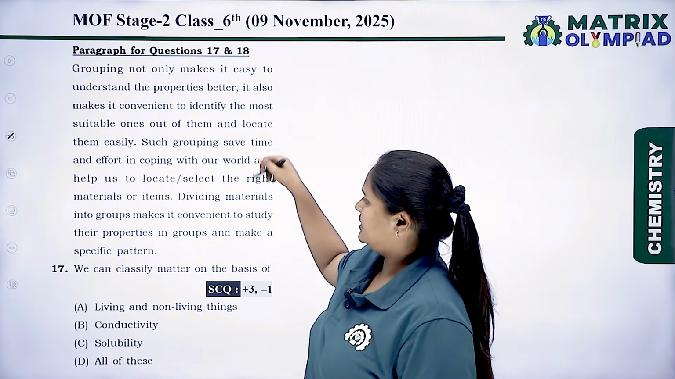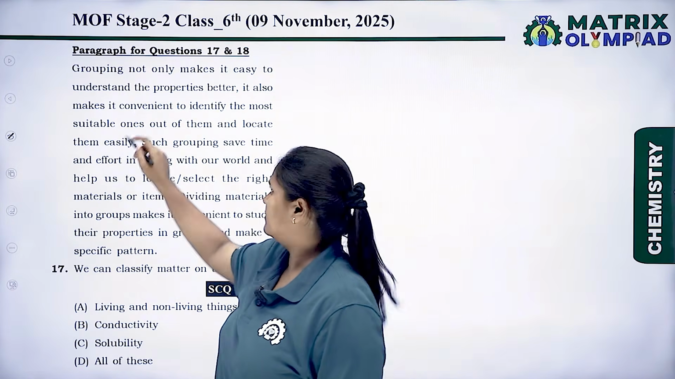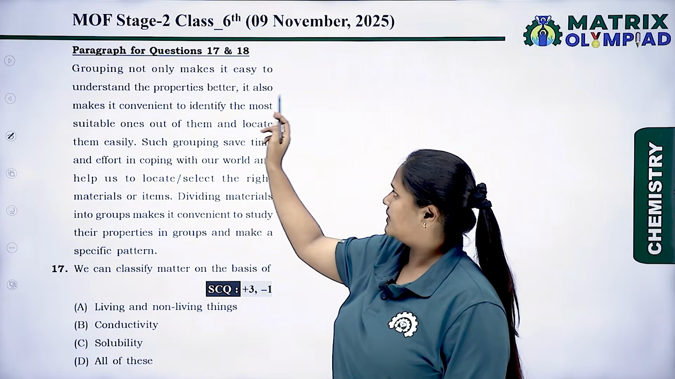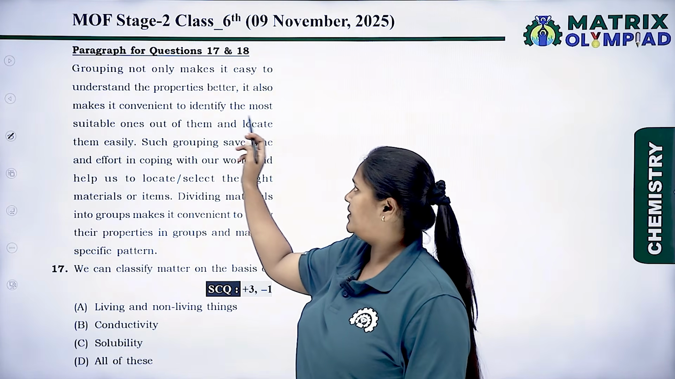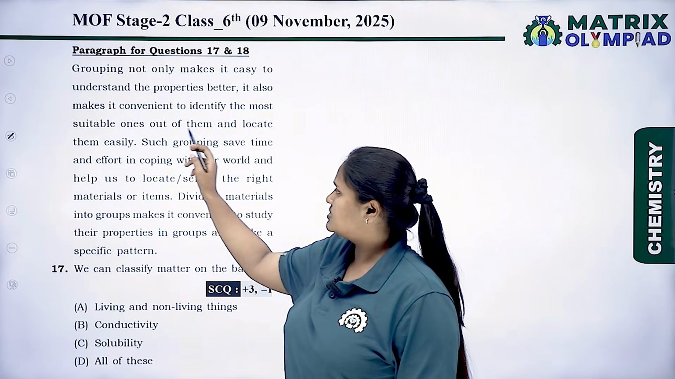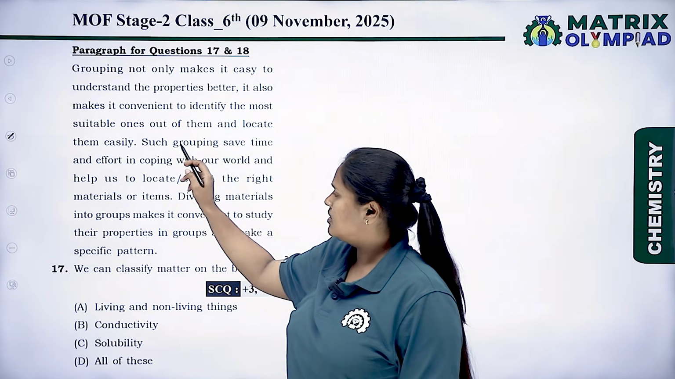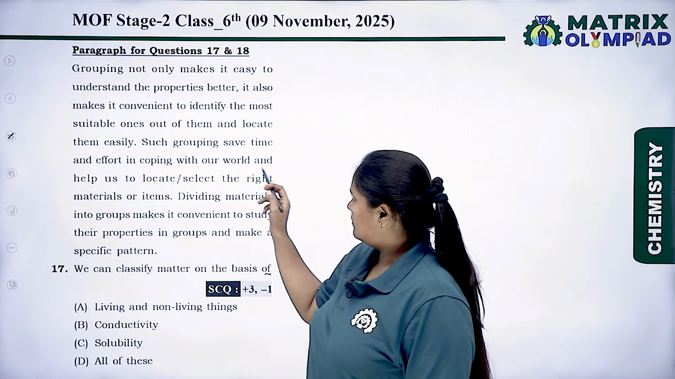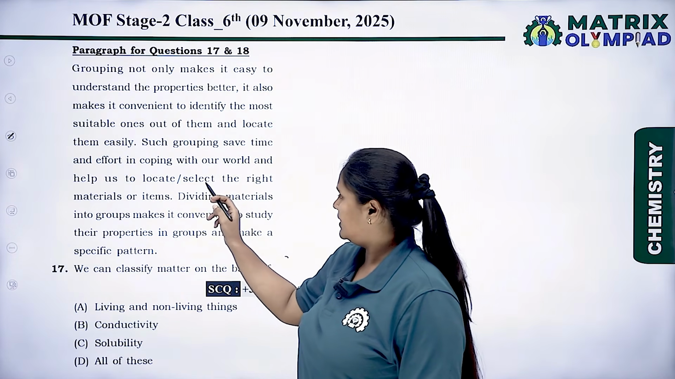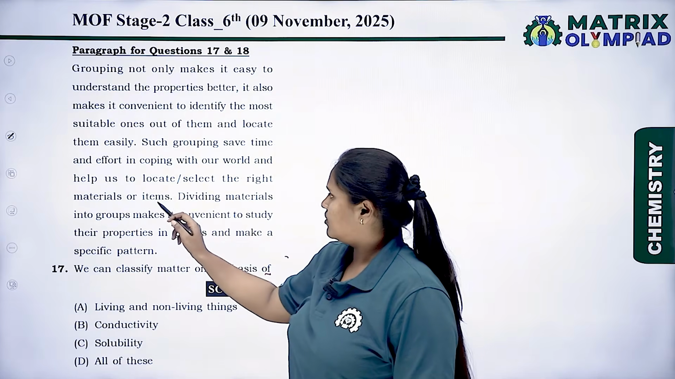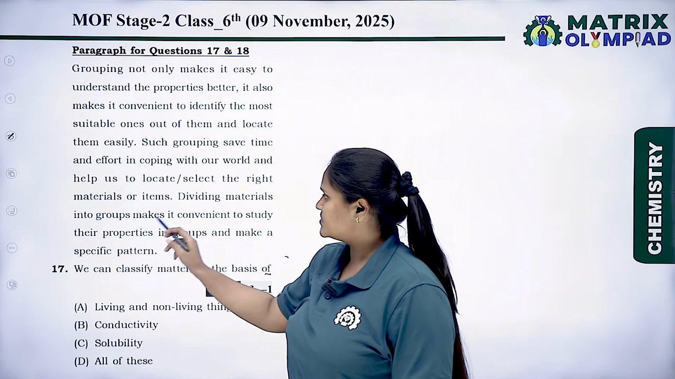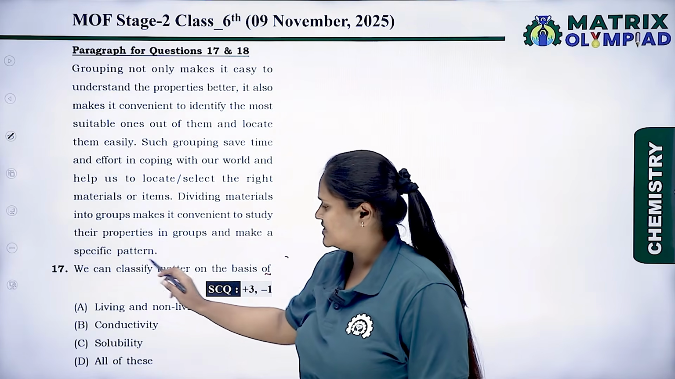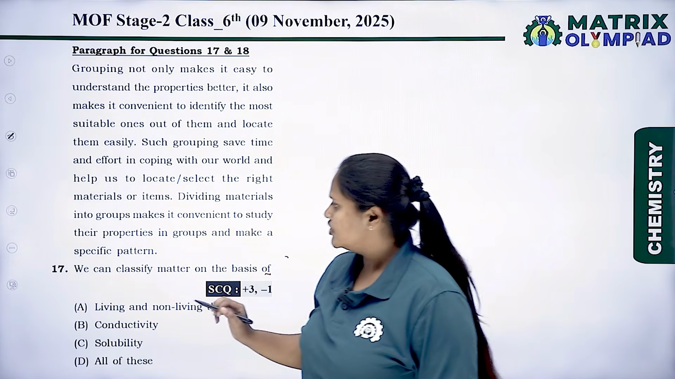Paragraph for questions 17 and 18. First, we read the paragraph. Grouping not only makes it easy to understand the properties better, it also makes it convenient to identify the most suitable ones out of them and locate them easily. Such grouping saves time and effort in coping with our world and helps us to locate or select the right material or items. Dividing materials into groups makes it convenient to study their properties in groups and make a specific pattern. Now we read the question.